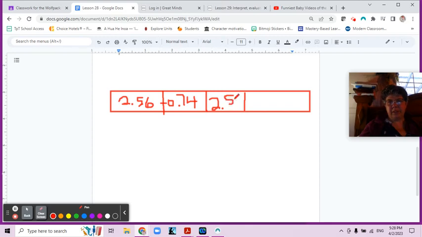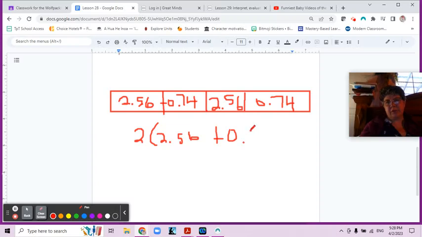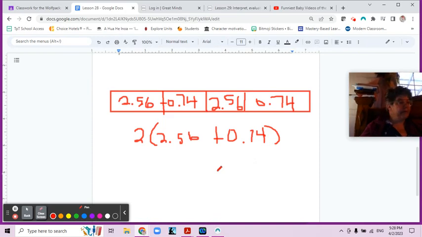2 5600ths and 7400ths. So there's our tape diagram. Very nice. All right. Now we need to write an expression to go with that. So 2 5600ths twice. 2 5600ths plus 7400ths twice. So we could do 2 times 2 5600ths plus 7400ths. There we go. Okay. And we're going to be solving this, right? Because it said that we needed to evaluate.